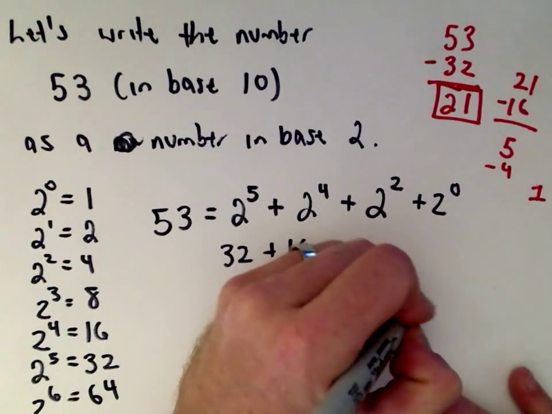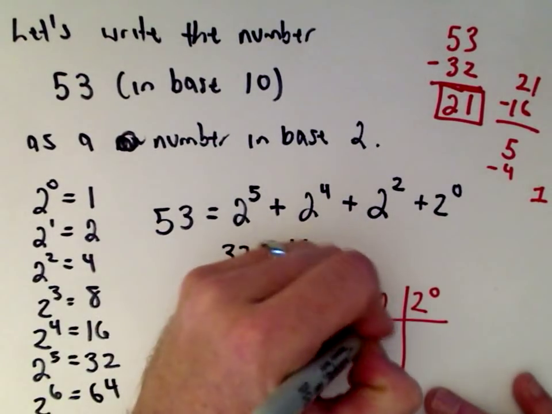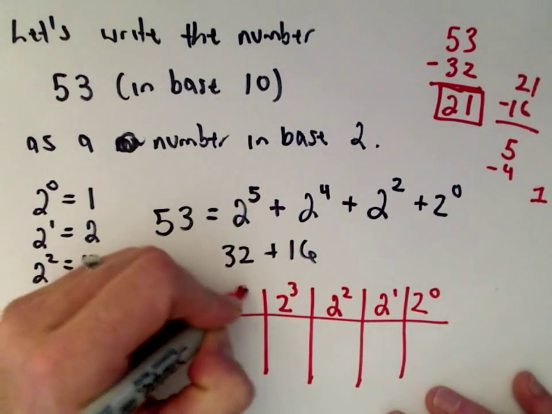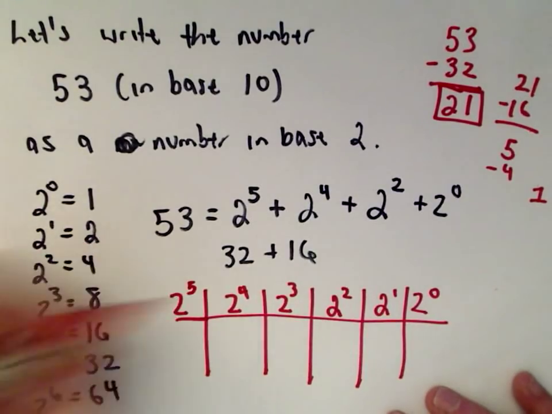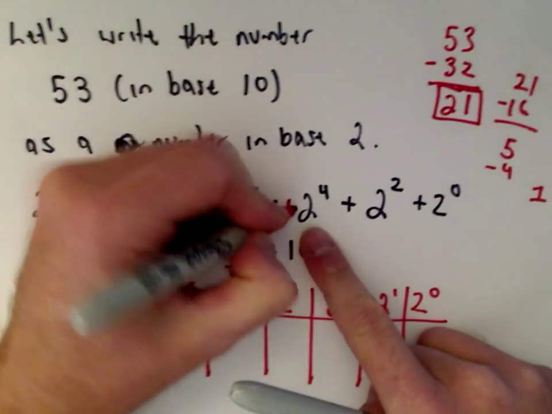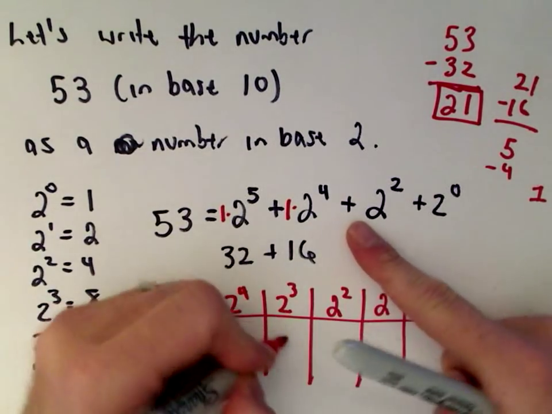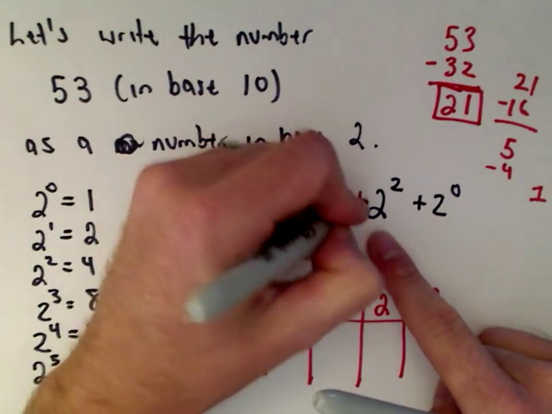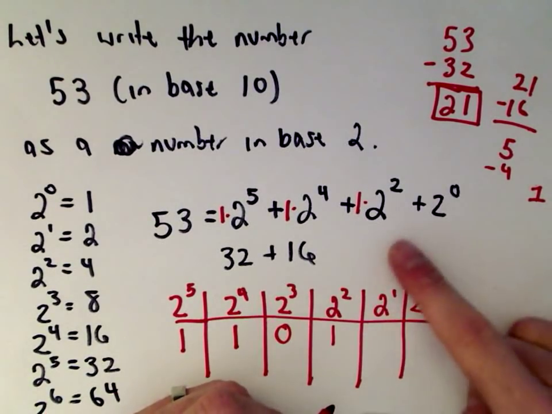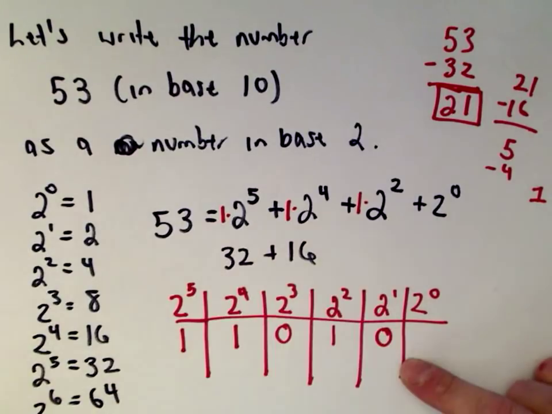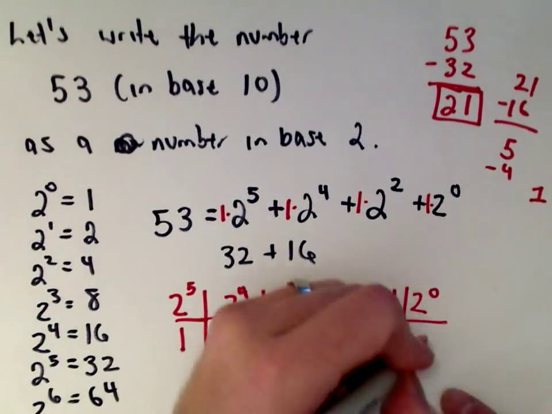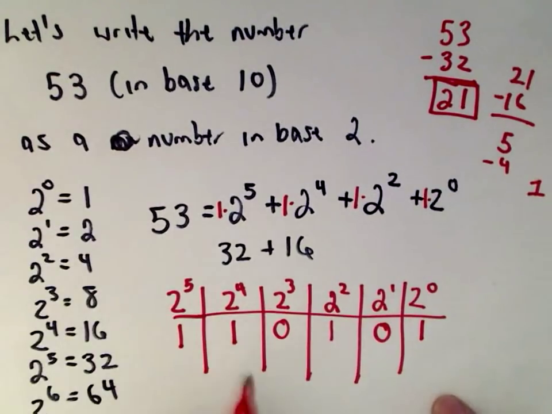So we've got 2 to the 0, we've got 2 to the 1st, we've got 2 squared, we've got 2 to the 3rd, we've got 2 to the 4th, and we've got 2 to the 5th. Well, let's see. We've got 1 2 to the 5th, we've got 1 2 to the 4th, we have 0 2 to the 3rd powers, we have 1 of the 2 squareds, or 2 to the 2nd power. There's no term involving 2 to the 1st power, so we've got 0 of those. And last but not least, we have 1 of our base 2 to the 0. That's going to be the number 53 now in base 2.